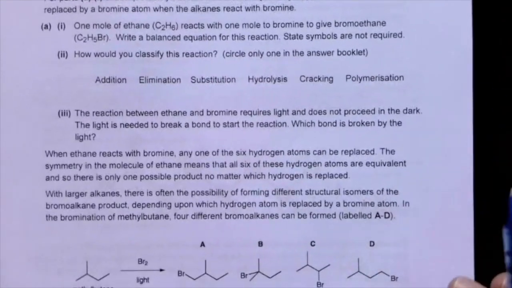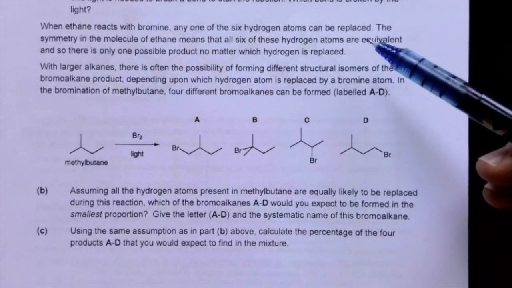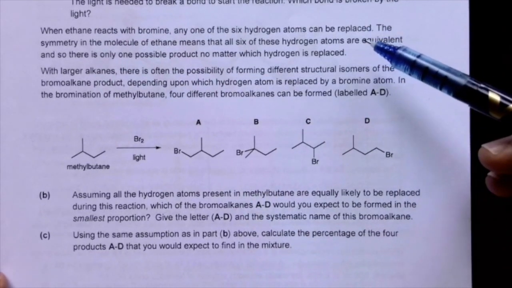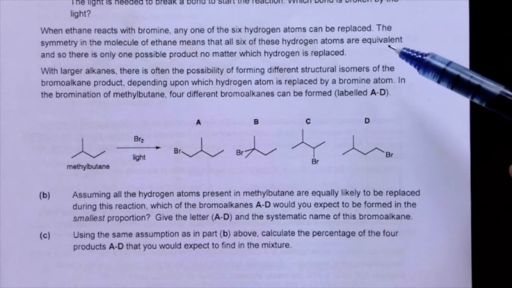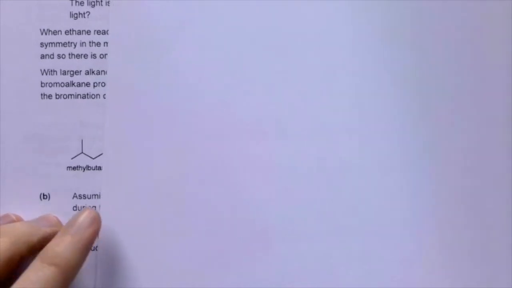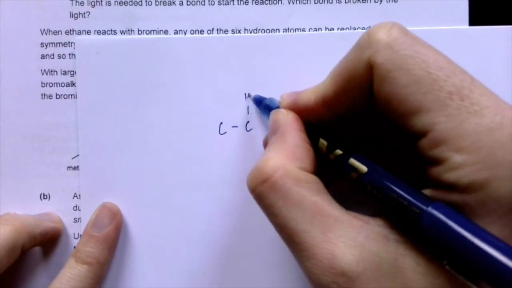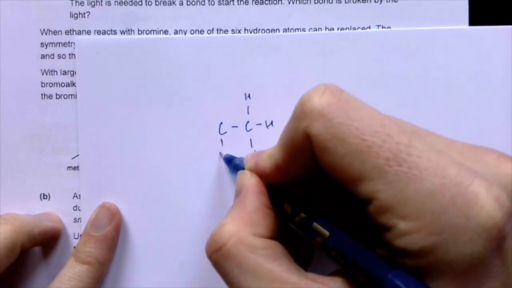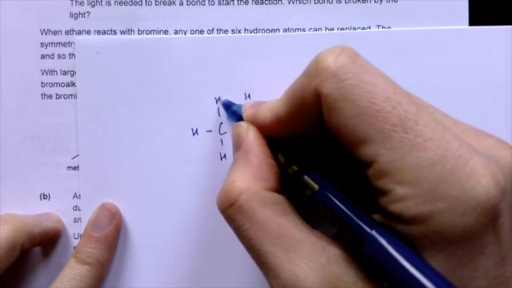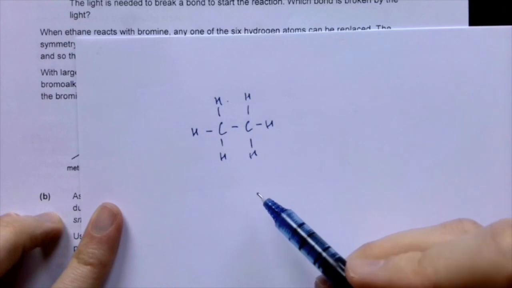Okay, now down here. All right, so when ethane reacts with bromine, any one of the 6 hydrogen atoms can be replaced. The symmetry in the molecule of ethane means that all 6 of these hydrogen atoms are equivalent, and so there is only one possible product no matter which hydrogen is replaced. So if you draw out a molecule of ethane, it looks like this. And you can see that all of those hydrogen atoms are exactly the same. They're all equivalent to each other. They're all in exactly the same environment.